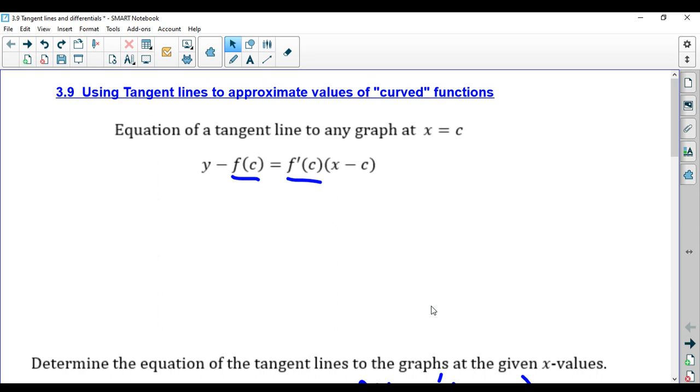So now we're going to use these tangent lines that we've been finding to approximate values of some functions, and usually they're curve functions. This is pretty theoretical stuff, so it might take a while to understand. You might have to rewatch, ask questions, but here we go.